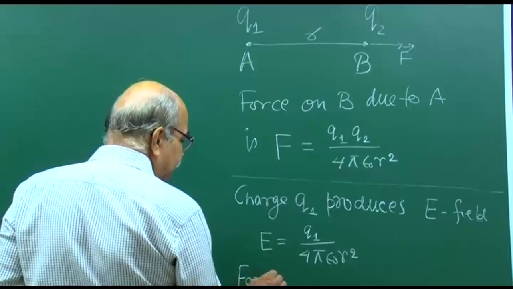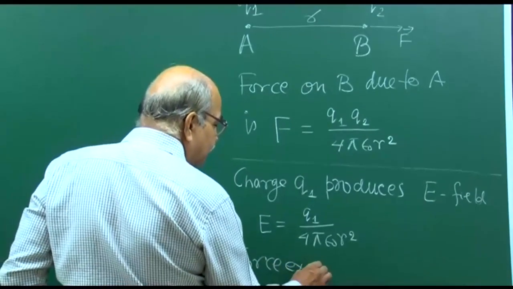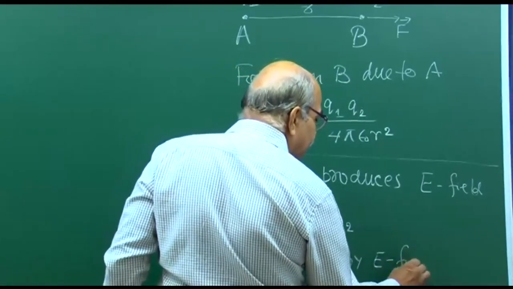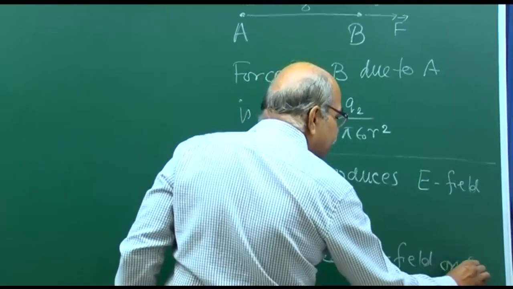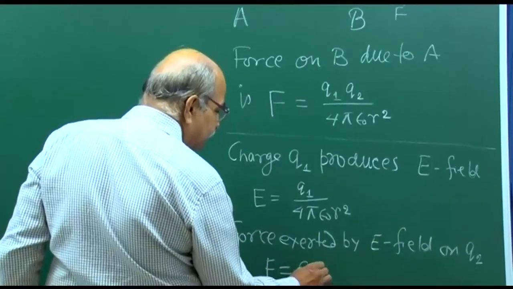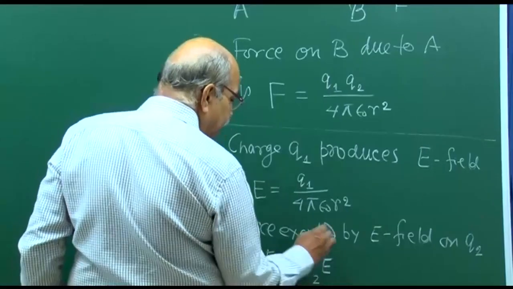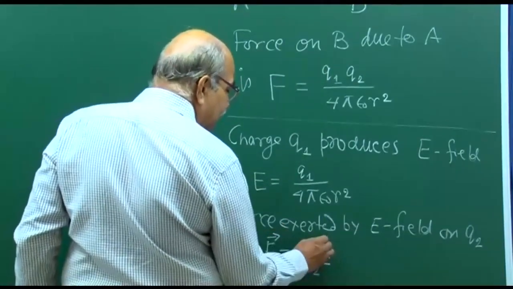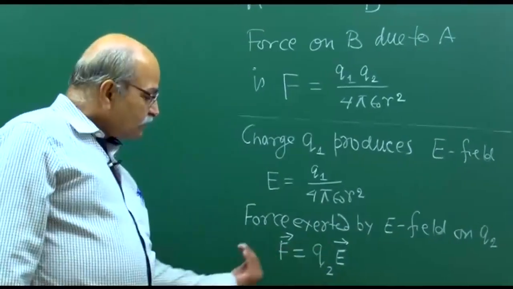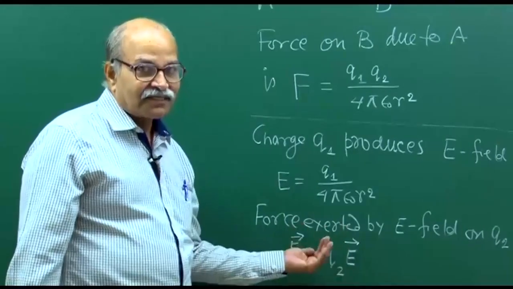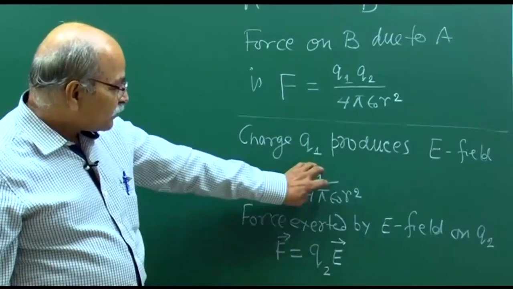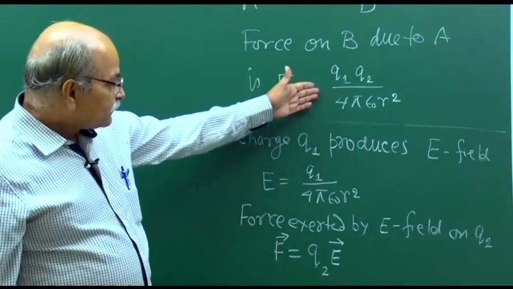Force exerted by electric field on Q2, and that force is given by Q2 times E. That force is in the same direction as E if this Q2 is positive, and if this Q2 is negative, then the force will be opposite to the direction of electric field. So, that is how, if you combine this one and this one, taking proper directions into account, you get Coulomb's law.